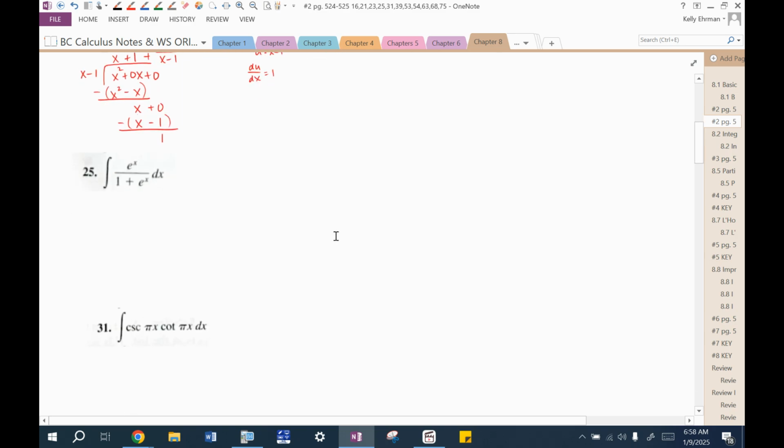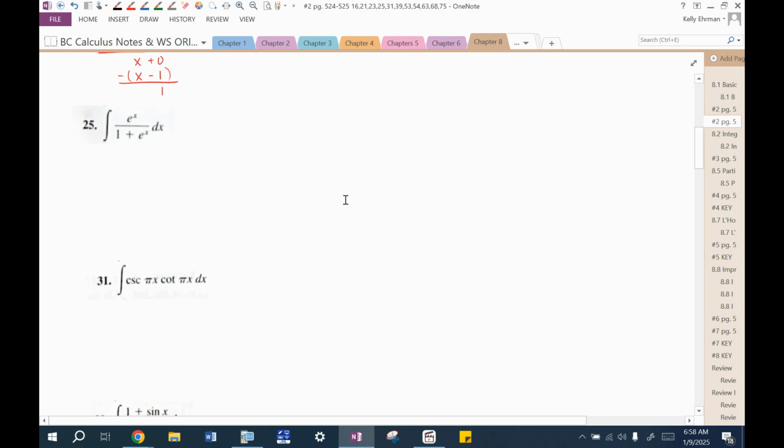For number 25, when you have e's in the top and the bottom of the fraction, we want to default. Remember, the derivative of e to the x is e to the x, so we want to default to making the denominator u. So this is going to be u equals 1 plus e to the x. That means du dx would equal e to the x. And so du divided by e to the x would equal dx. So instead of dx, we have du divided by e to the x.